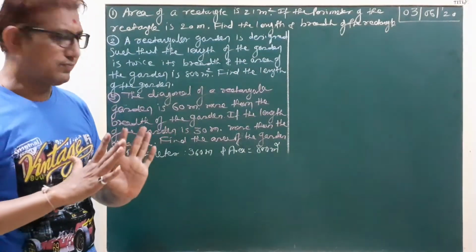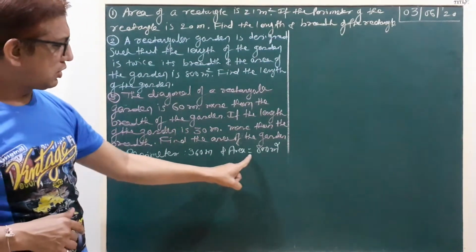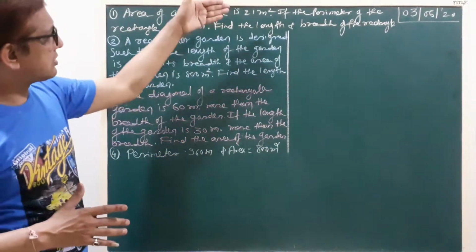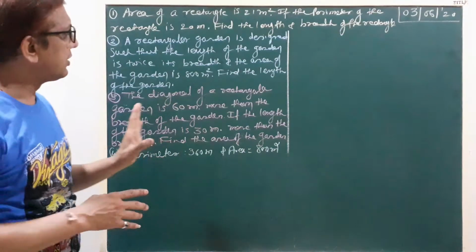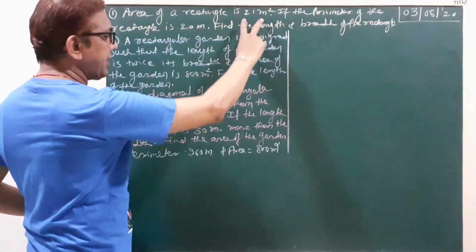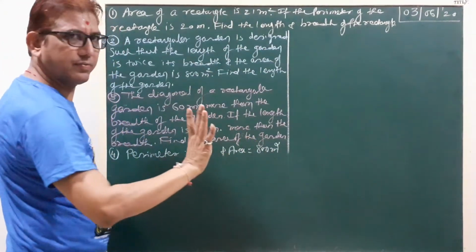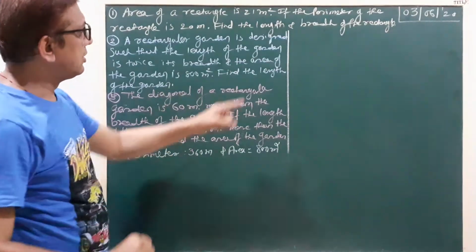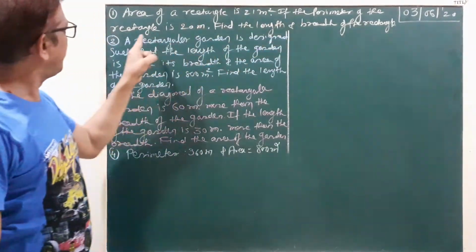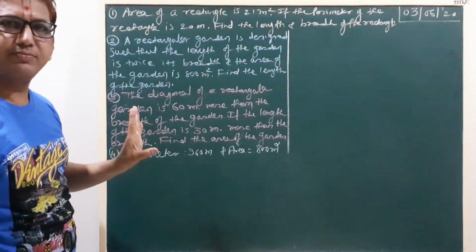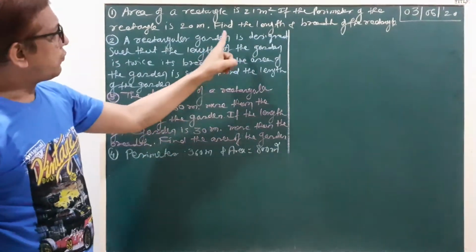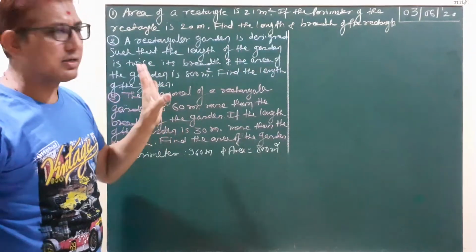Area is given. Look at this question, here also area is given. The question is the same, only the digits are different. Here 21 meter square, here 800 meter square. If the perimeter of the rectangle is 20 meter, here the perimeter is 360. Find the length and breadth of the rectangle.